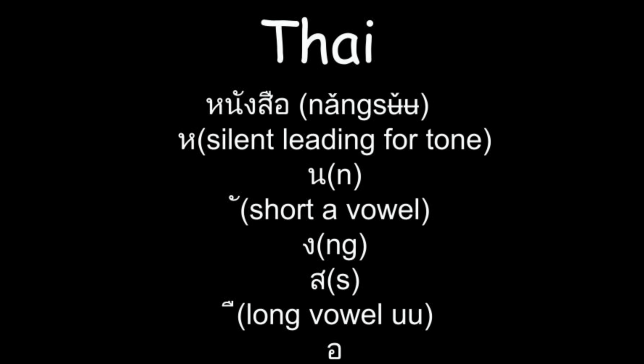In this word in Thai, the first letter is silent and changes the tone of the word, as Thai is a tonal language. The second letter is built up of the base consonant, meaning the N consonant, and the symbol above it represents a short A vowel. The third letter is just a consonant and represents the NG consonant. The fourth letter is built up of the S consonant, and the symbol above it means a long W vowel.